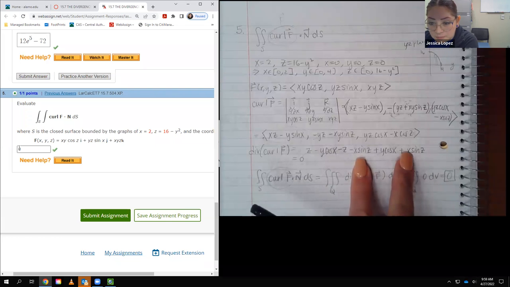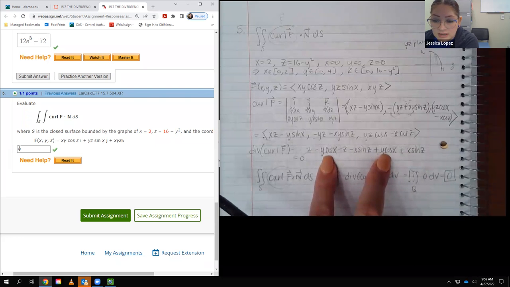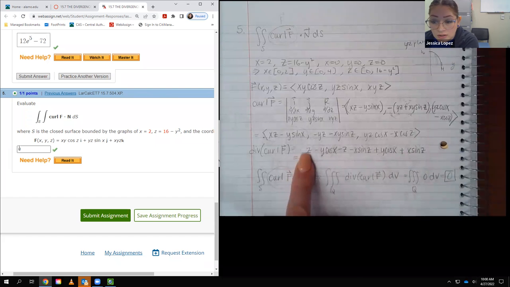Then you'll notice that the positive x sine z and the negative x sine z cancel. The y cosine x and the negative y cosine x also cancel. And so all I'm left with, oh, and even z minus z cancels. So all the terms end up canceling each other. So I end up with the divergence equal to zero.